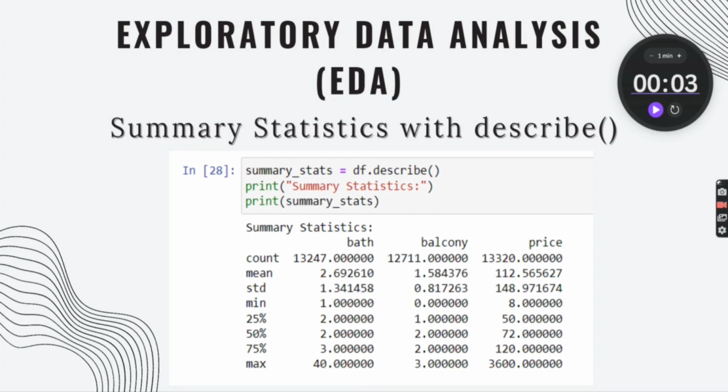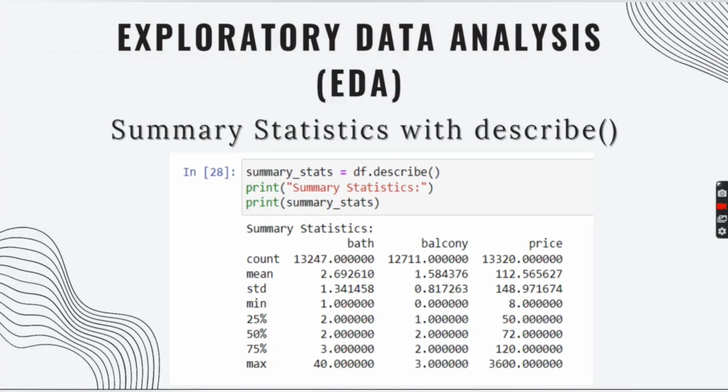Now that we have to perform the exploratory data analysis to gain insights from the data, let's start with the summary statistics with describe. The pandas describe method provides the summary statistics for numerical columns. Let's use it to get an overview of our dataset.